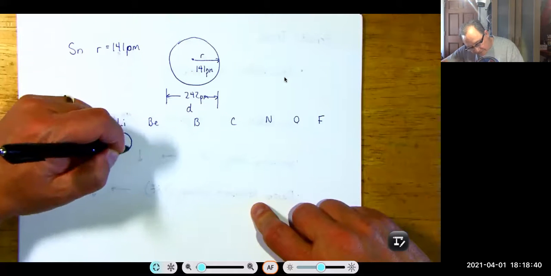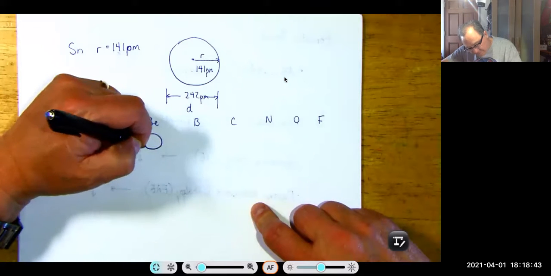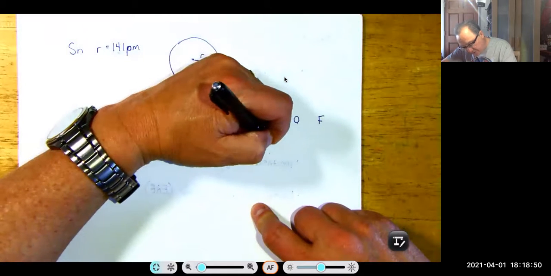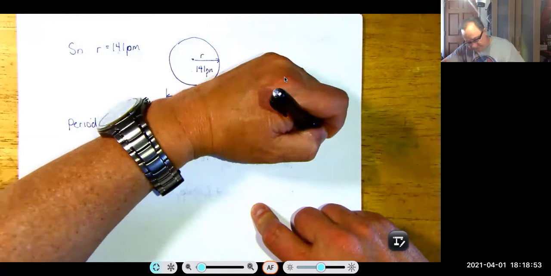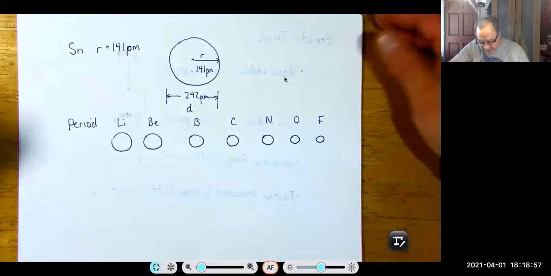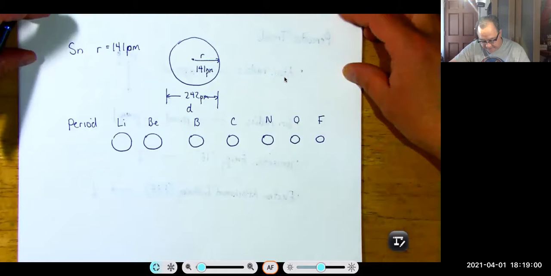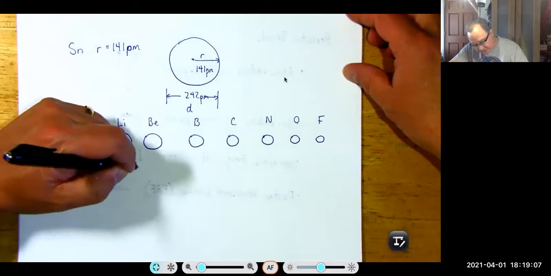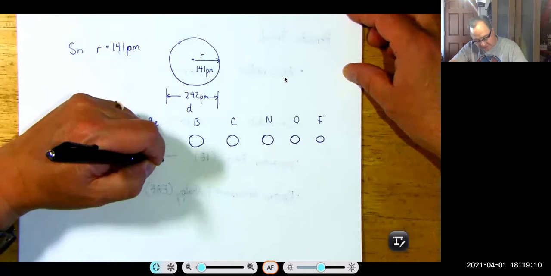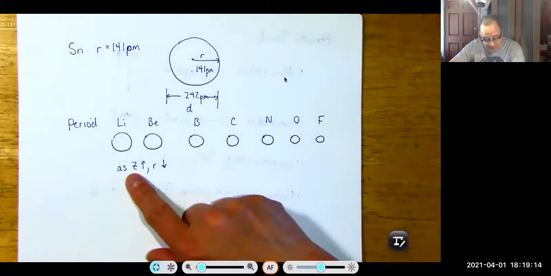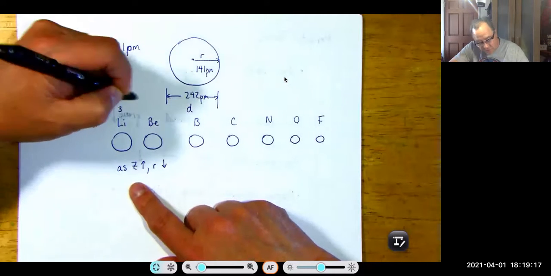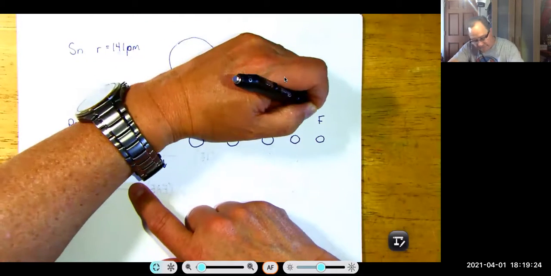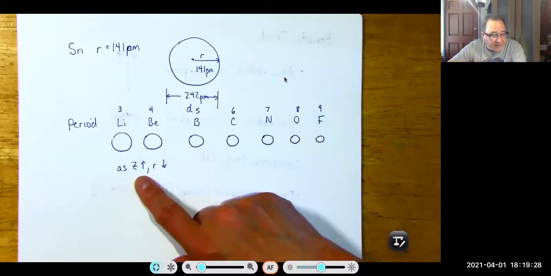Okay. So that being said, when we look at these, this is roughly the trend in the size. If this is lithium, this would be beryllium, this would be boron, this would be carbon, this would be nitrogen, oxygen, and fluorine. So what's happening to the size as we go across the period? Decreasing. Right. And what I like to write is this: as Z increases, the radius decreases. So what does Z mean? Atomic number. The atomic number of lithium is 3, beryllium is 4, boron is 5, carbon 6, nitrogen 7, oxygen 8, and fluorine 9. So as Z increases, the radius decreases.